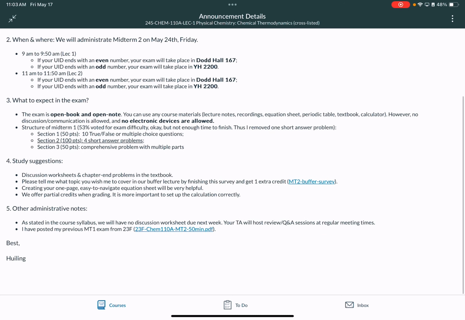And then study suggestions. These pretty much stay the same as I told you last time, right? I use the chapter end problems to survey what to put on the exam. So mastering the chapter end problems will be very good preparation, and also your discussion worksheet. I also posted a short survey called Midterm 2 Buffer Lecture. Just select 3 topics that you feel most confused about and want me to spend more time on. We'll go over those topics in our next Wednesday's buffer lecture.